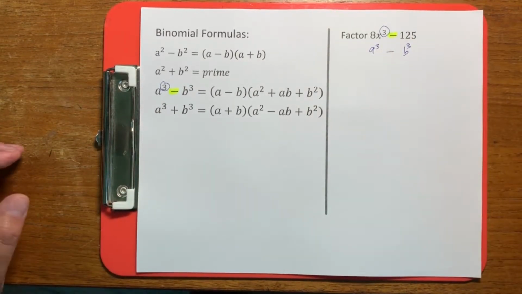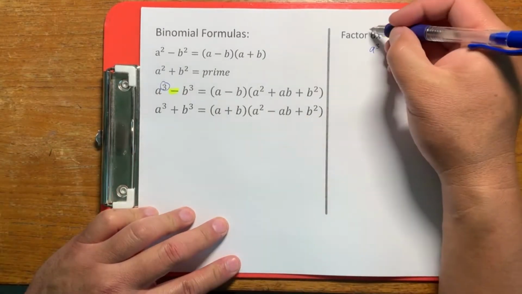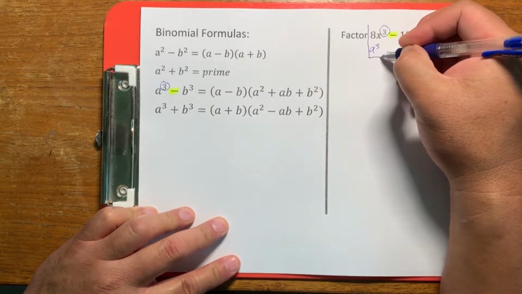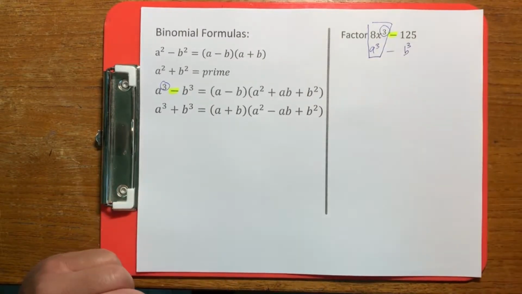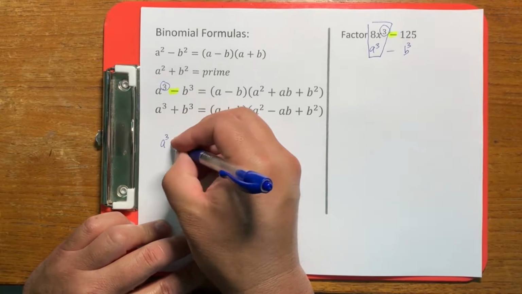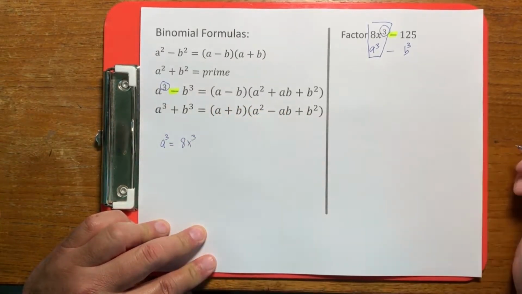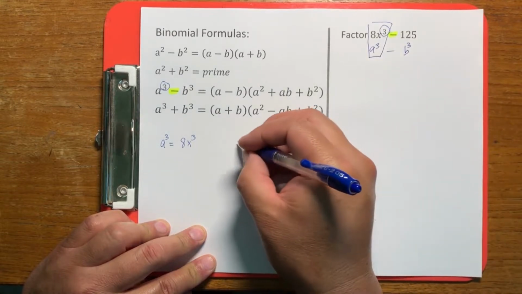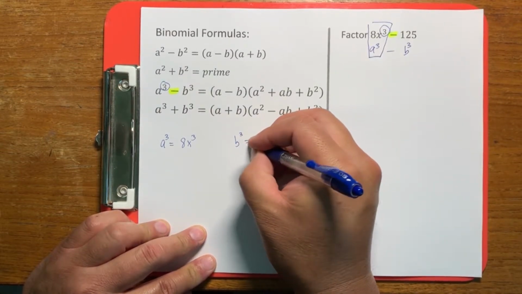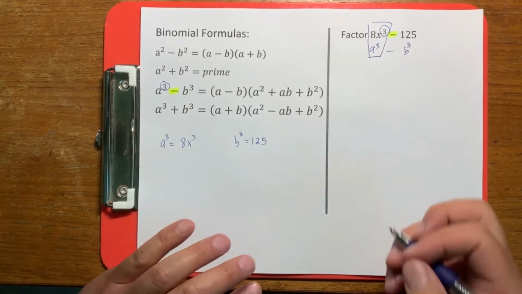And let's see if we can understand what a and b are going to be equal to. Now, first we'll see that a cubed is equal to 8x cubed. And we can see that b cubed is equal to 125. Now let's remember our cube chart.